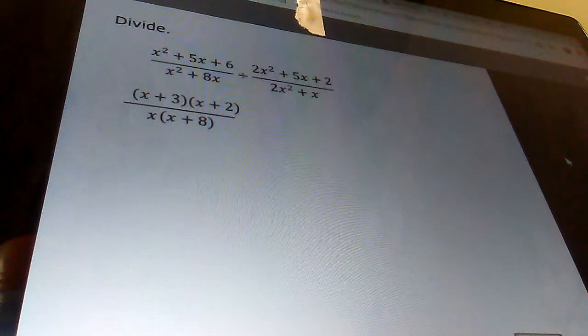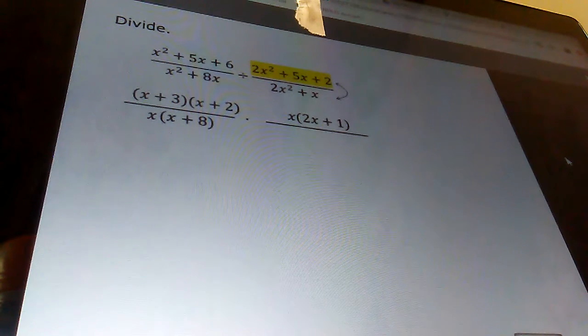Then, the division symbol becomes a multiplication symbol, the denominator of the second fraction becomes the numerator, and the numerator becomes the denominator. We put an arrow to remind us to switch the places of the numerator and the denominator. Now, we're going to factor the denominator of the second fraction and write it in the numerator. The greatest common factor is x, so we have x times 2x plus 1.